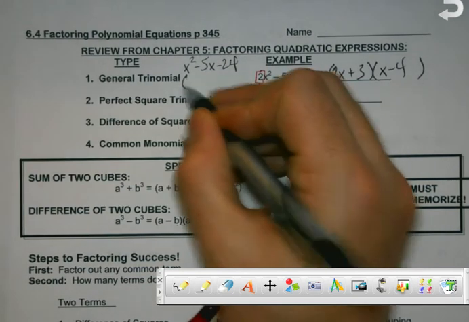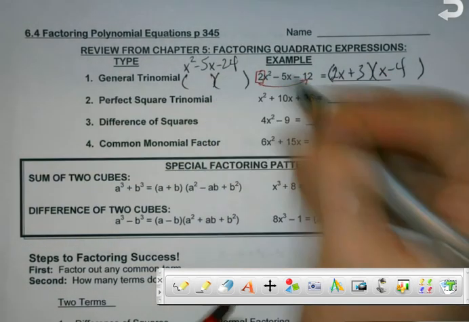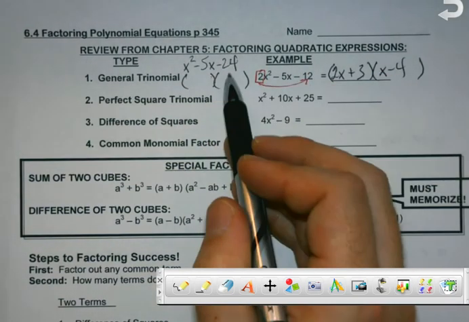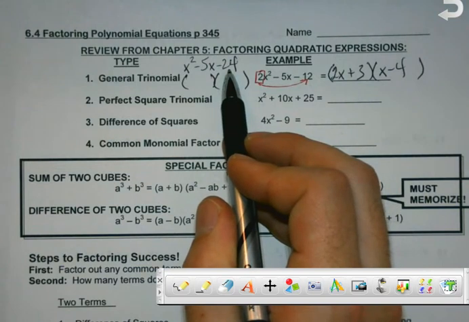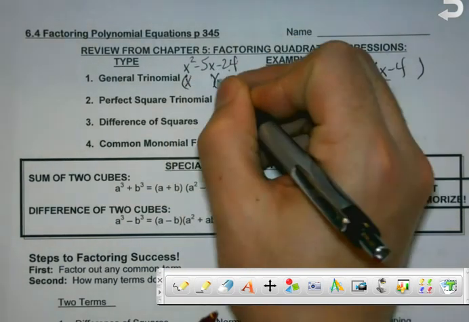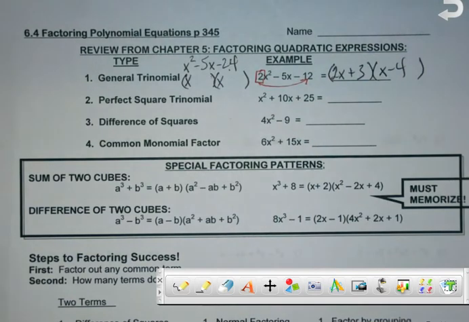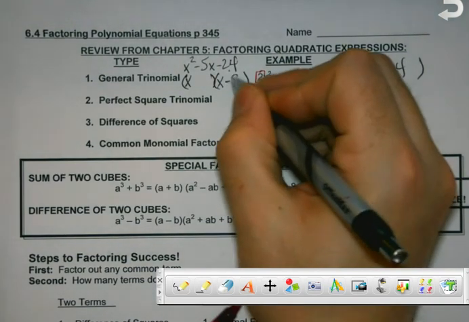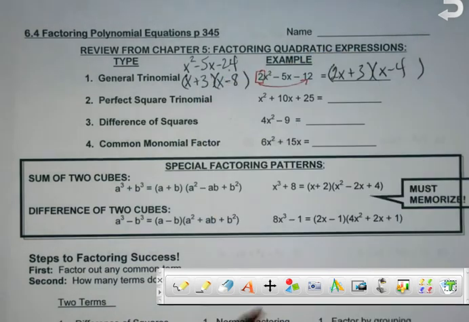Most of you are even good when it comes to factoring this part. What are two numbers that I could multiply to negative 24 but add up to negative 5? Okay, so negative 8 and 3. But here comes the dilemma. Some of you are stopping at that point.